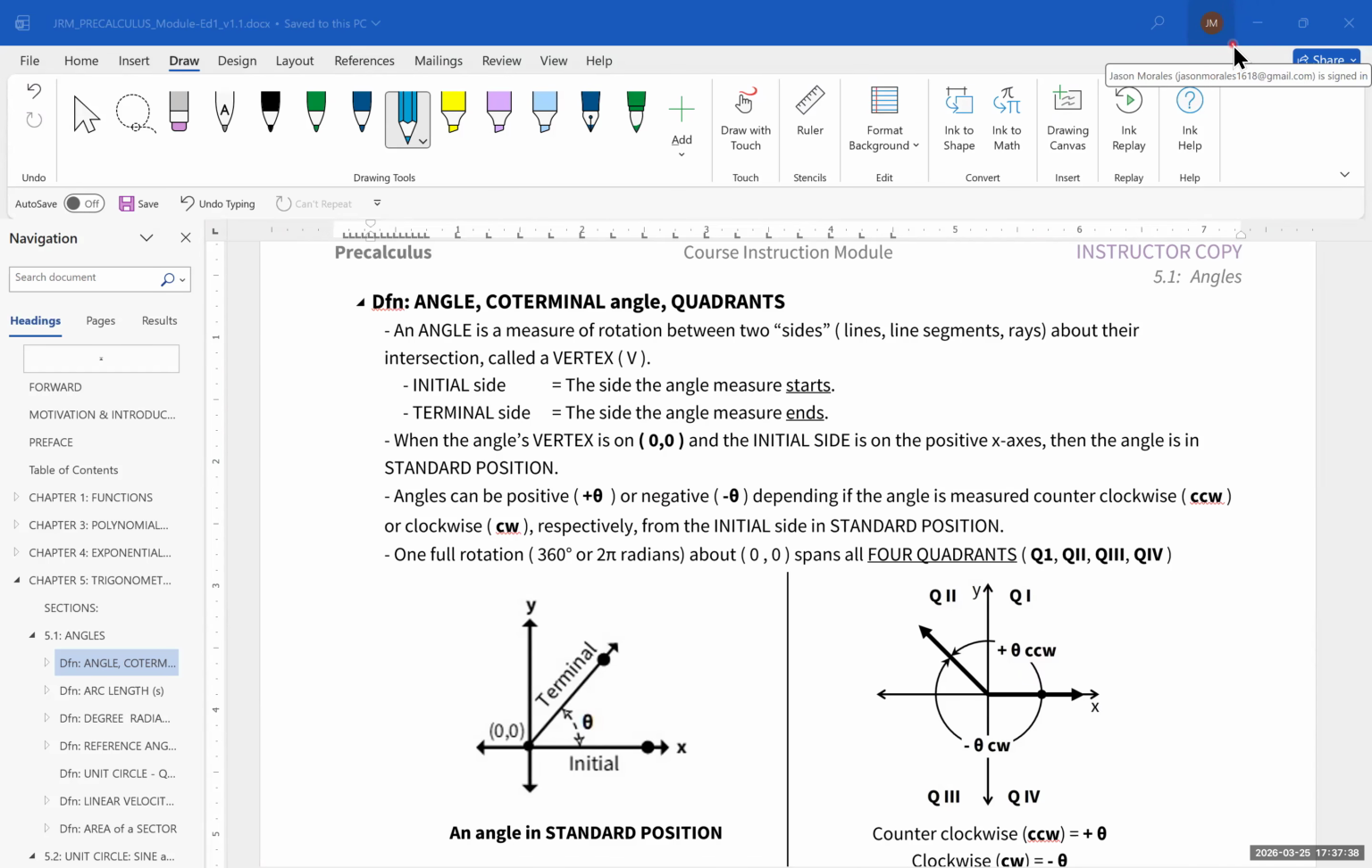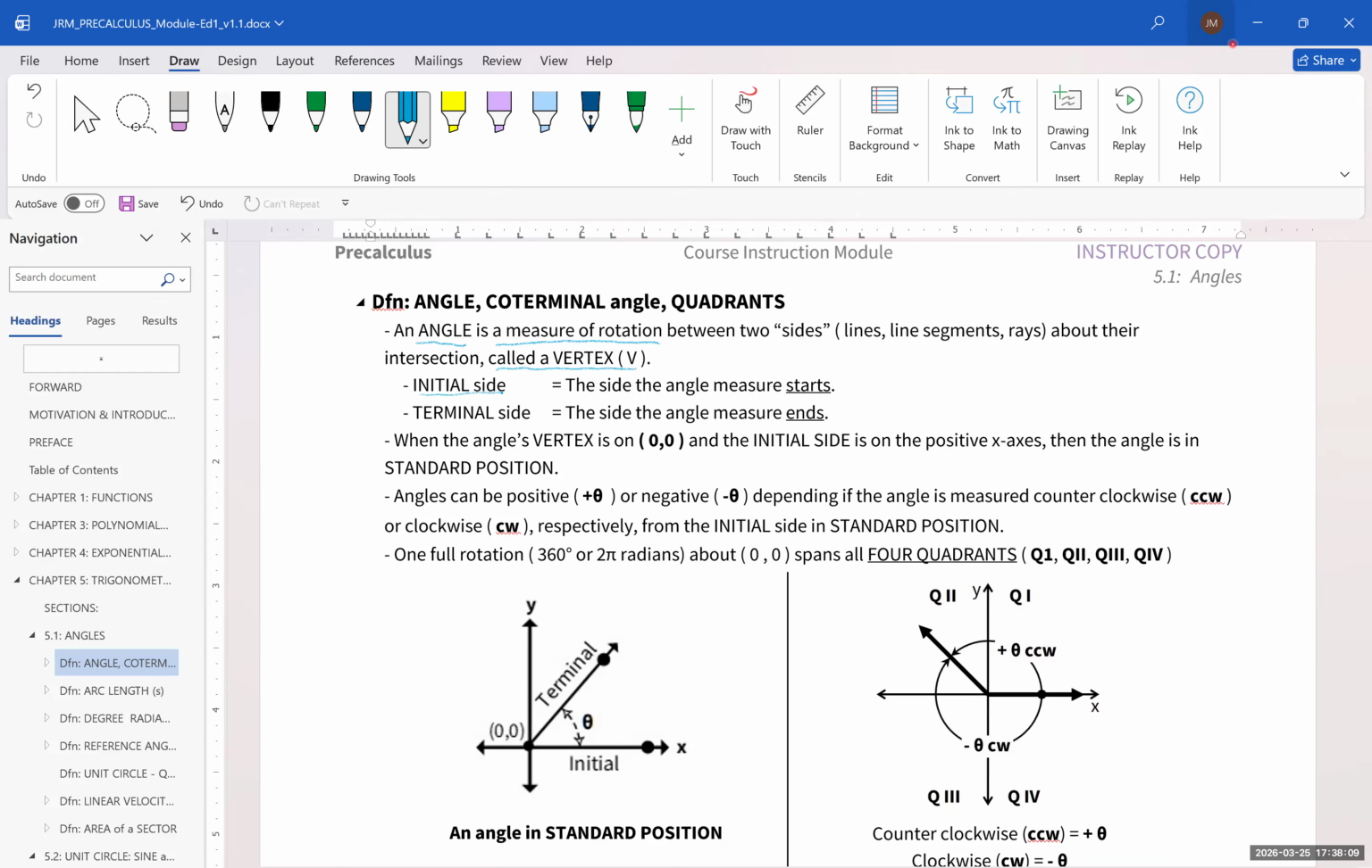All right, let's start chapter 5 with section 5.1, which is about angles. The best starting point is just to start from the definition of an angle and move forward from there. So, what is the definition of an angle? An angle is a measure of rotation between two sides about their intersection called a vertex.